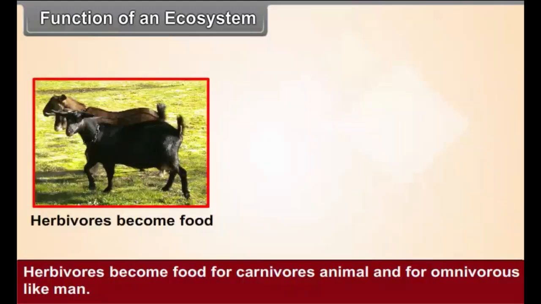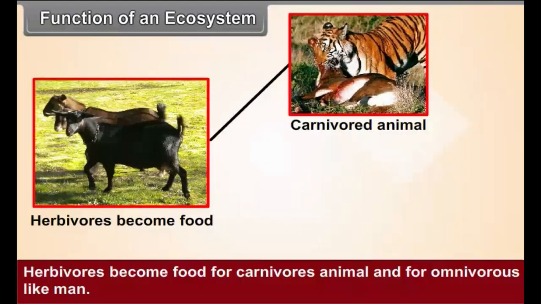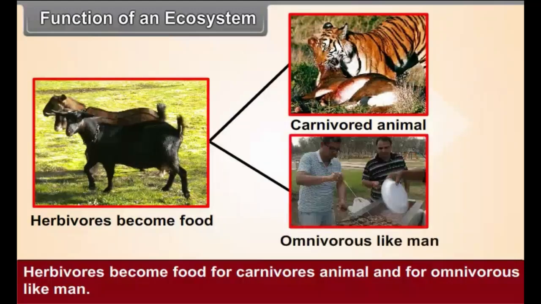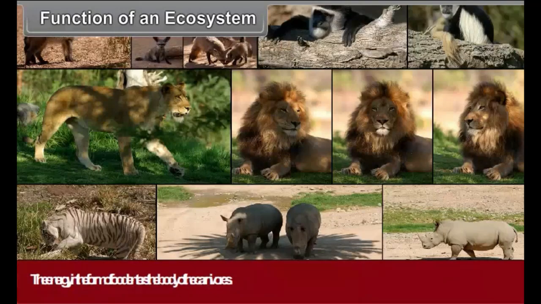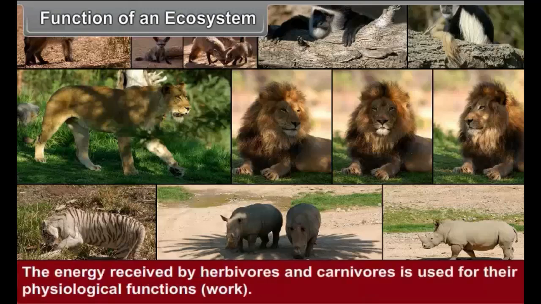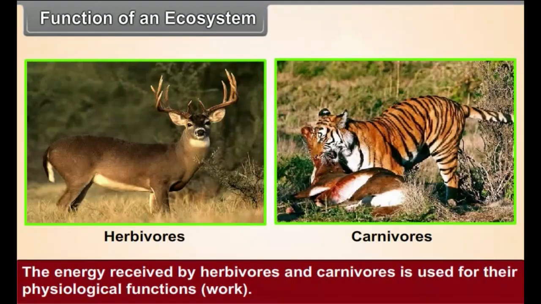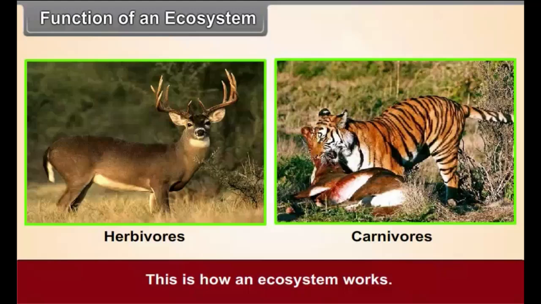Herbivores become food for carnivorous animals and for omnivores like man. The energy in the form of food enters the body of the carnivores. The energy received by herbivores and carnivores is used for their physiological functions, that is, work. This is how an ecosystem works.